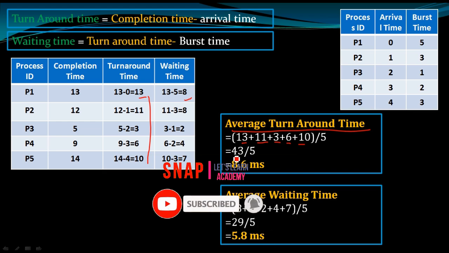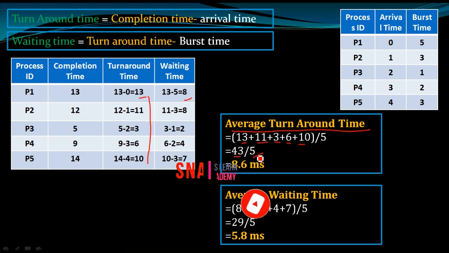The number of processes is 5. So 43 divided by 5 is 8.6 milliseconds, the average turnaround time. In the average waiting time formula, we take the values from this column: 8 plus 8 plus 2 plus 4 plus 7, that is 29. The number of processes is 5, so 29 divided by 5 is 5.8 milliseconds, the average waiting time of these 5 processes. So this is how we can calculate these values in the round robin scheduling algorithm.